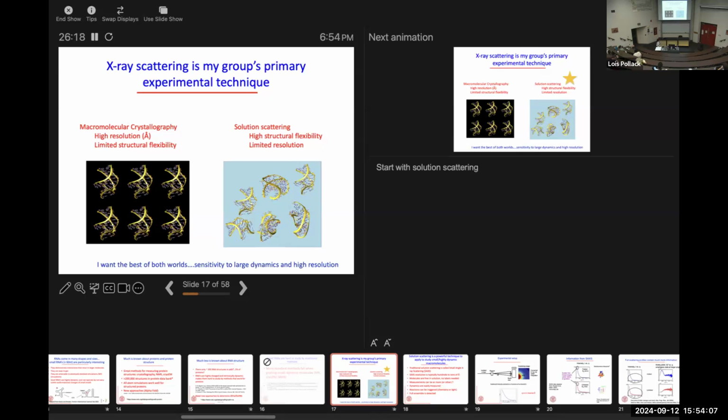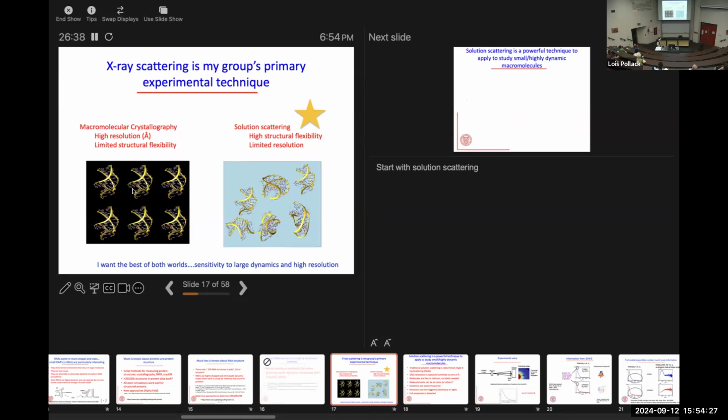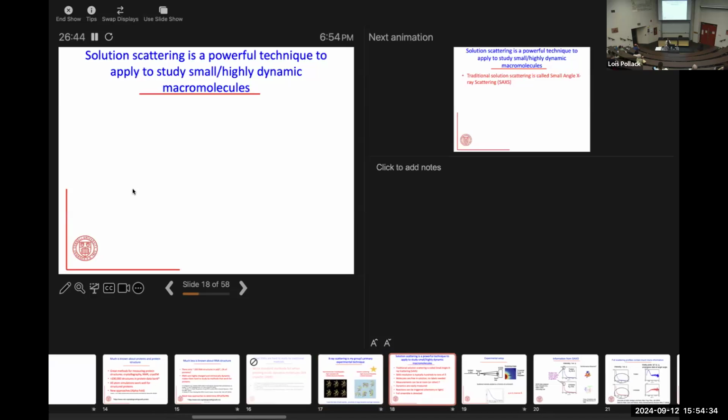And I actually want the best of both worlds. So I'm interested in the sensitivity to these large dynamics. Remember, I showed you that some of these rearrangements involve fairly significant structural changes in the molecule. But I'm actually interested in high resolution as well. And that's kind of a hard place to go. But anyway, I'm going to limit most of the rest of the talk to solution scattering, because that's what we're trying to do. All right.